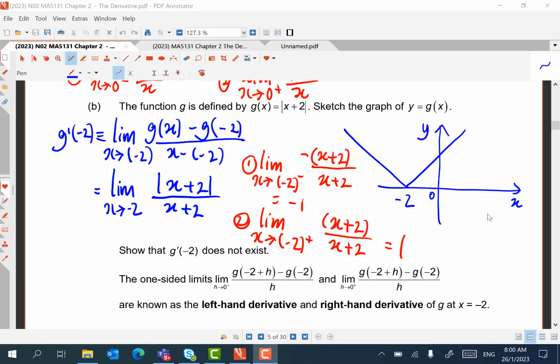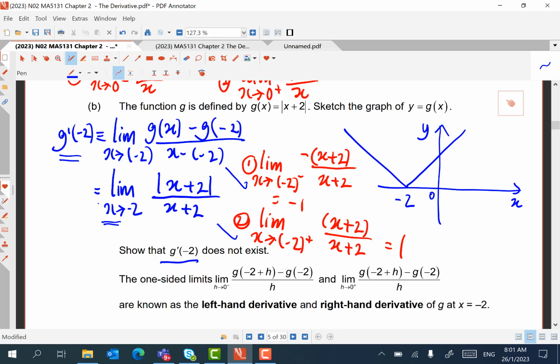Okay, so yesterday we left off here just before you left for lunch. What we did yesterday, in order to prove that g prime of minus 2 does not exist, was we calculated the left and the right derivative. We started off with this line, which led me to this line, and we split into two parts, all because the modulus of x plus 2 is defined differently on the left and on the right of minus 2.